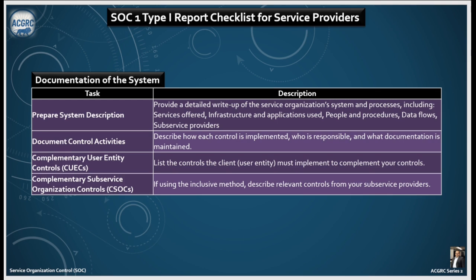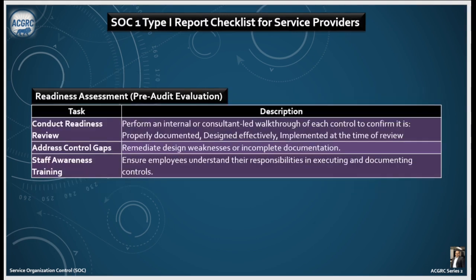Next is using the inclusive method. Describe the relevant controls from your sub-service provider. If there is something which the provider has, and if the provider is matured, you might end up knowing certain things which you would otherwise not know, and you can include that in your process.